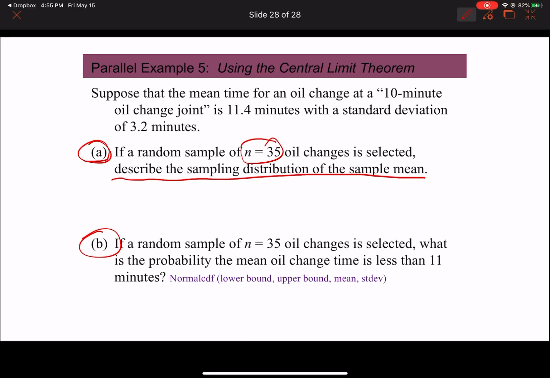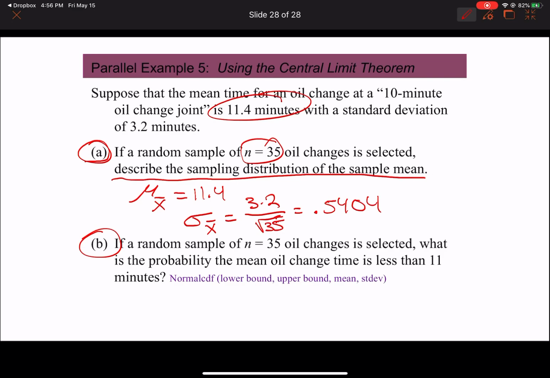All right, so I'm hoping you did that, hoping you paused this. Describing the sampling distribution, mu sub x bar is going to be this mean right here. It's going to be 11.4 minutes. Sigma sub x bar is going to be 3.2, our standard deviation, divided by the square root of 35, because that's our n. So that gives us about 0.5404. This is the standard deviation that we are going to use when we use our normal CDF.